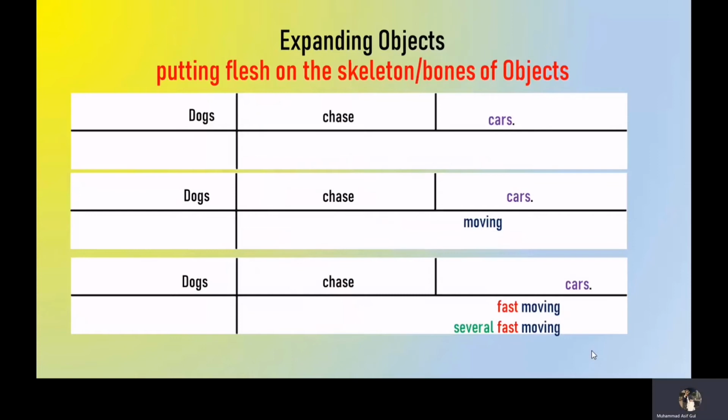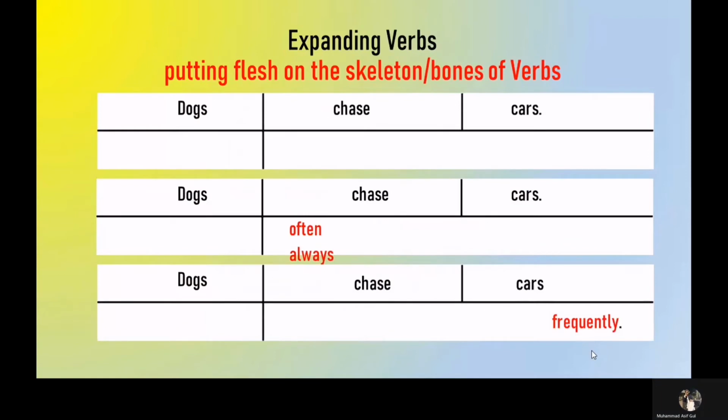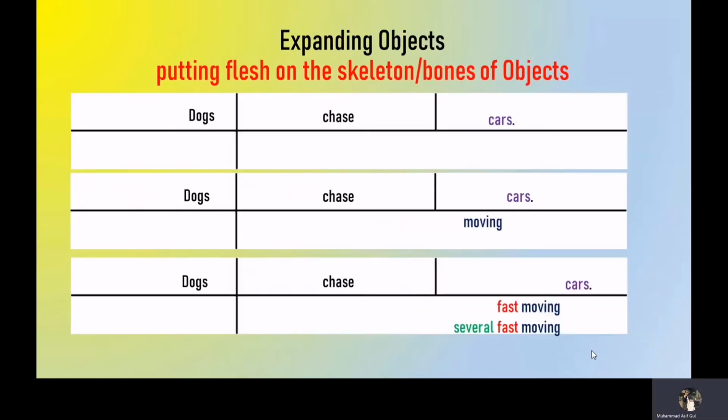As objects are also nouns most of the time, these can be expanded in the same way as we expand subjects, because subjects are also nouns. So let's see here. We have this sentence, dogs chase cars. Cars is the object. So we just have one word, cars, now.